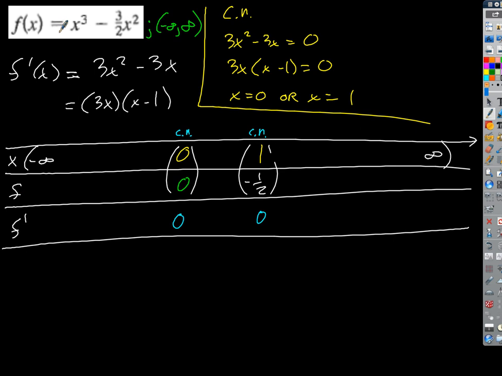Okay, so now what if I want to know all the places where this function is increasing? What could I do? Think about the behavior of the derivative for a second. Where are the only places where the derivative has a 0 value? 0 and 1, okay? The derivative function is defined everywhere. It's a polynomial, right? Okay. So what can you tell me about the behavior of the derivative for values of x less than 0? Tell me something important about it.